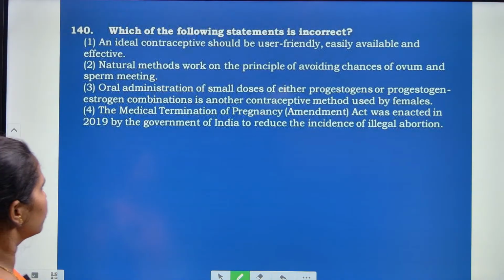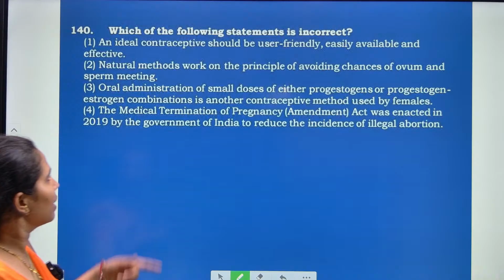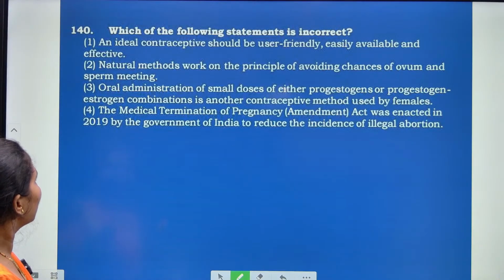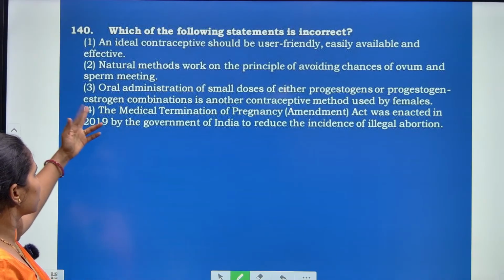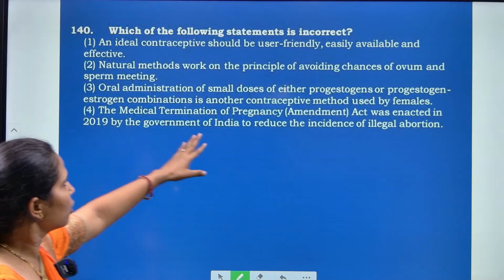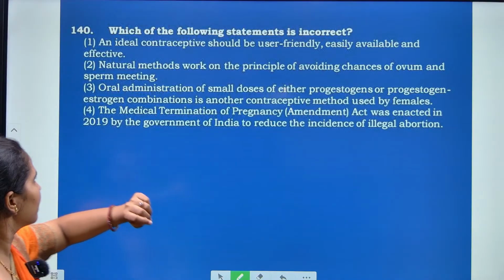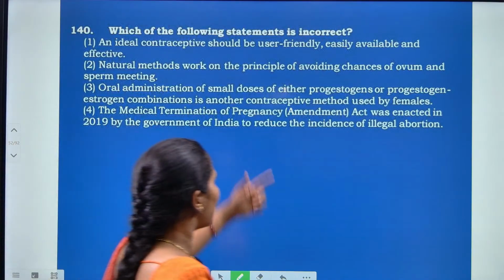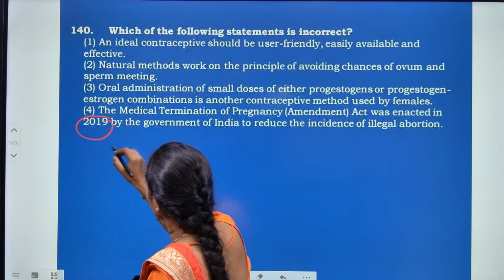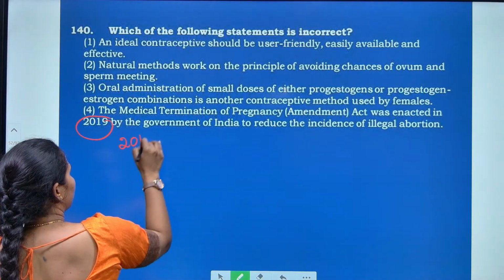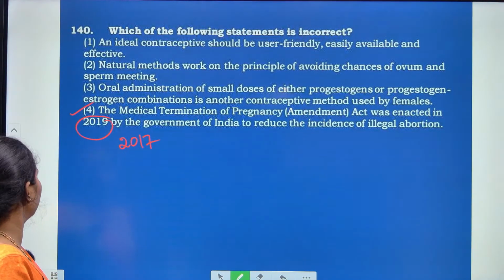Next, which of the following statements is incorrect? An ideal contraceptive should be user friendly. Yes, it should be user friendly. Second, it should be easily available and effective. The natural method works on the principle of avoiding the chance of meeting of ovum and sperm. Oral administration of small doses of either progesterone or estrogen combination is another contraceptive method. The Medical Termination of Pregnancy Amendment Act was enacted in the year 2019. It was not in 2019, but in 2017. So option 4 is the incorrect statement.